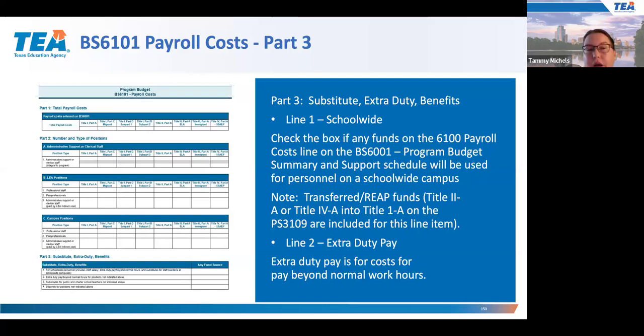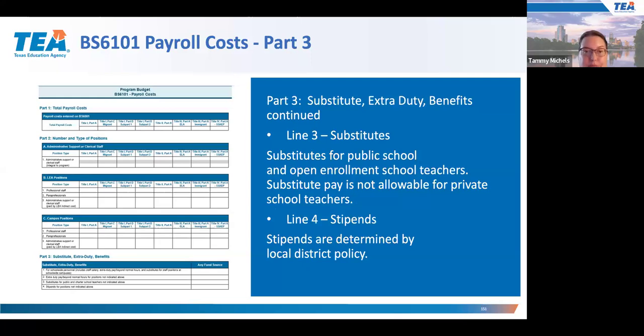Then additionally, in part 3, line 2, we have extra duty pay. You'll want to check this box to indicate that some or all of the funds budgeted in payroll will be used for extra duty pay. These include pay beyond normal work hours for professional or support personnel not indicated in part 1. And it's also determined by local policy. On our next slide, we'll discuss payroll cost, part 3, lines 3 and 4.